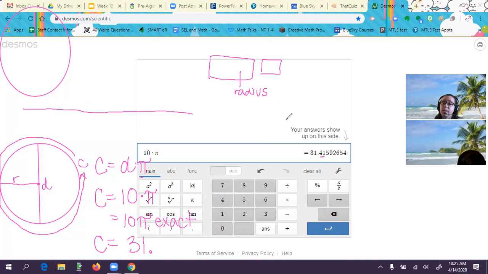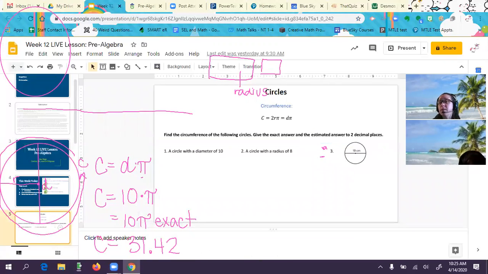31.42. Very good. Yeah, I would keep it at 31.42. The 5 rounds the 1 up to 2 in the hundredths spot. That's right. Very good. The 5 bumps it up to a 2. That's why we talk about it, because everybody could do with a rounding review.